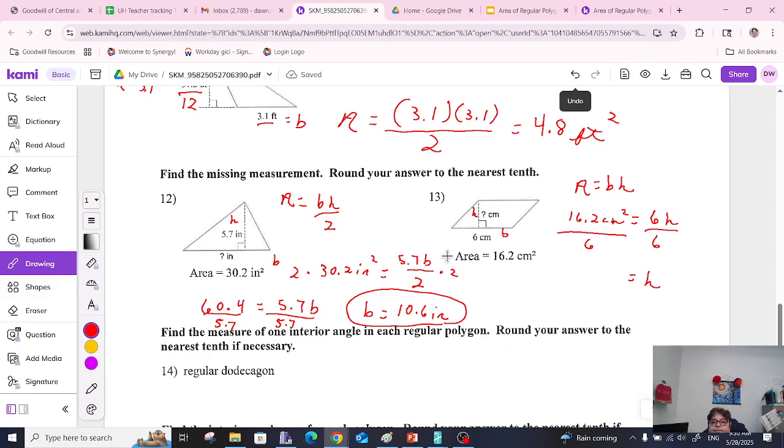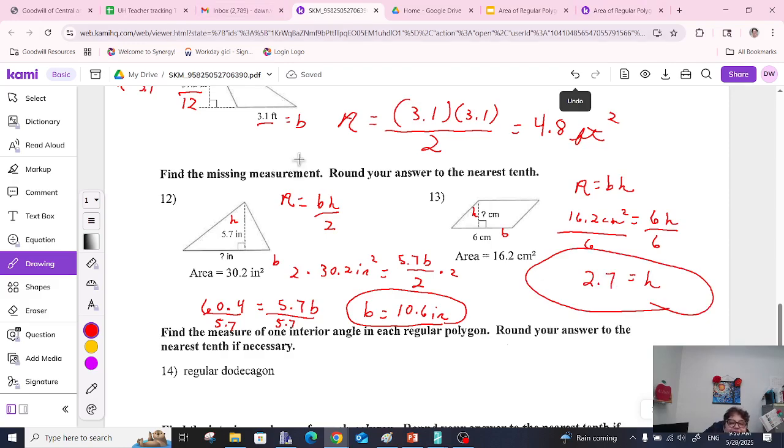What is it? No, that can't be right. 2.7? 16.2 divided by 6? Oh, okay. I guess you're right.